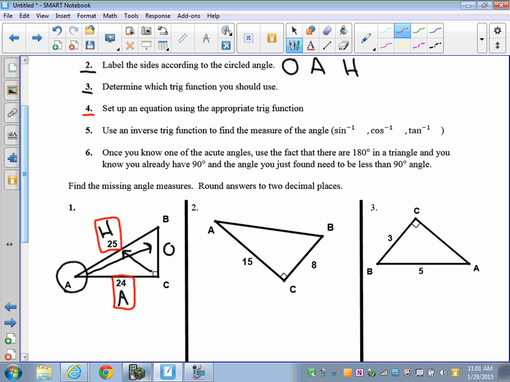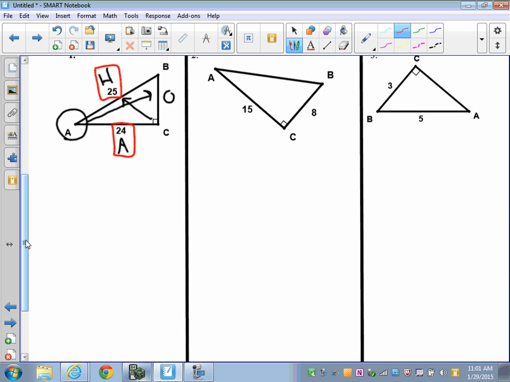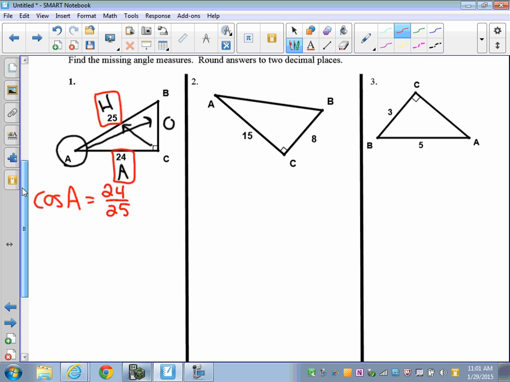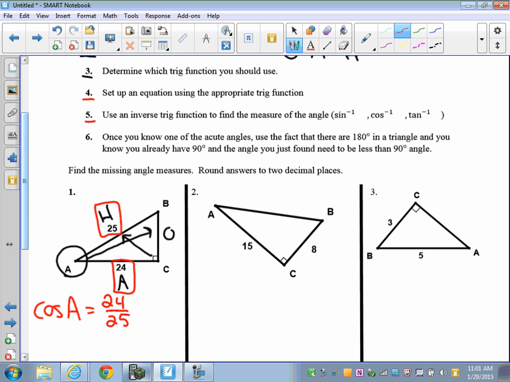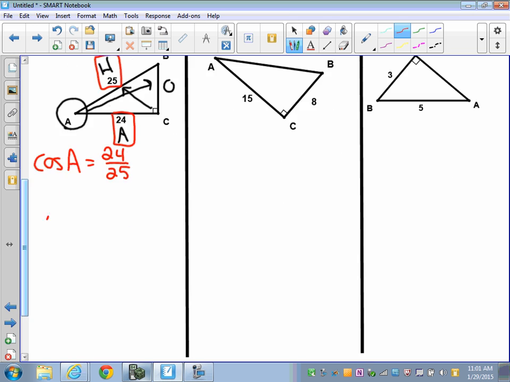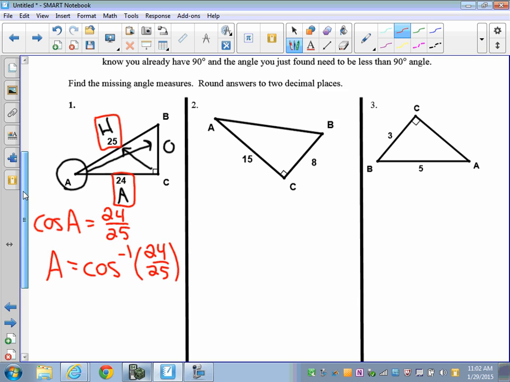Set up an equation using the appropriate trig function. So since I'm using cosine, it's going to be cosine of A. Remember, the angle always goes next to sine, cosine, or tangent. Cosine is adjacent over hypotenuse, so it's 24 over 25. Use an inverse trig function. So to get rid of cosine, I just use cosine -1, 24 over 25. Also known as the inverse cosine or the arc cosine.